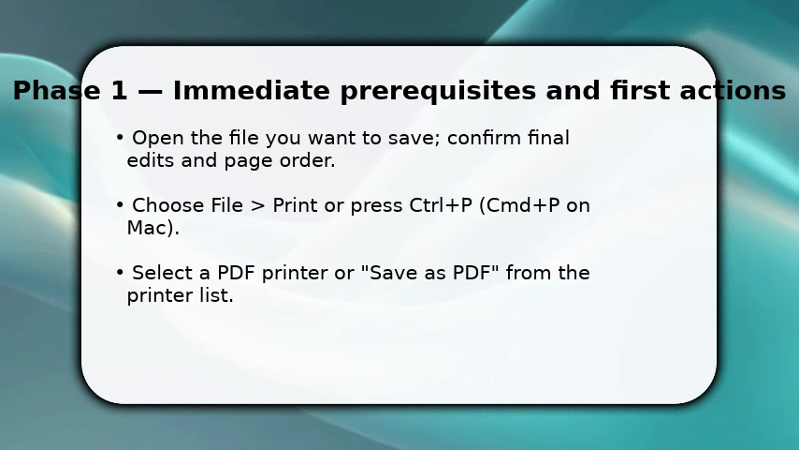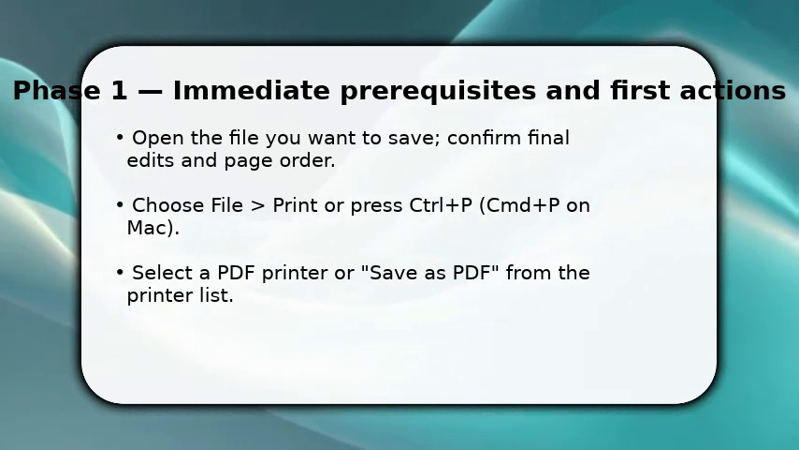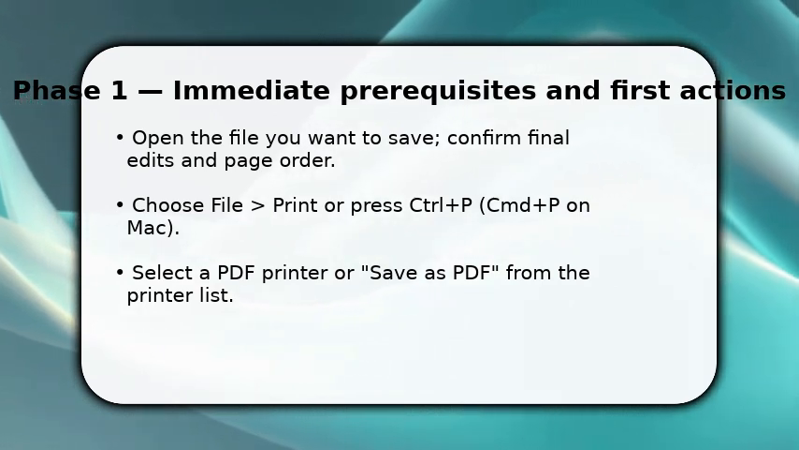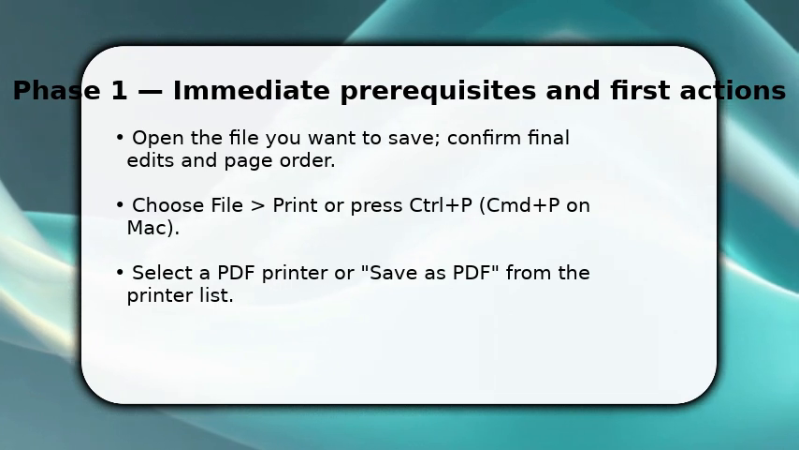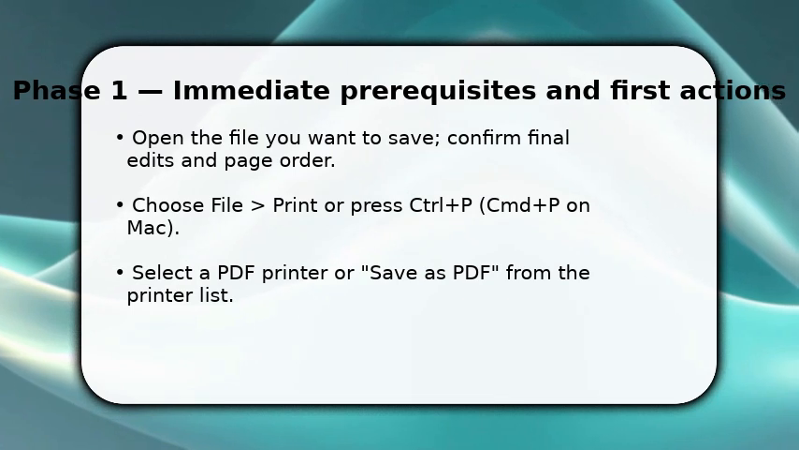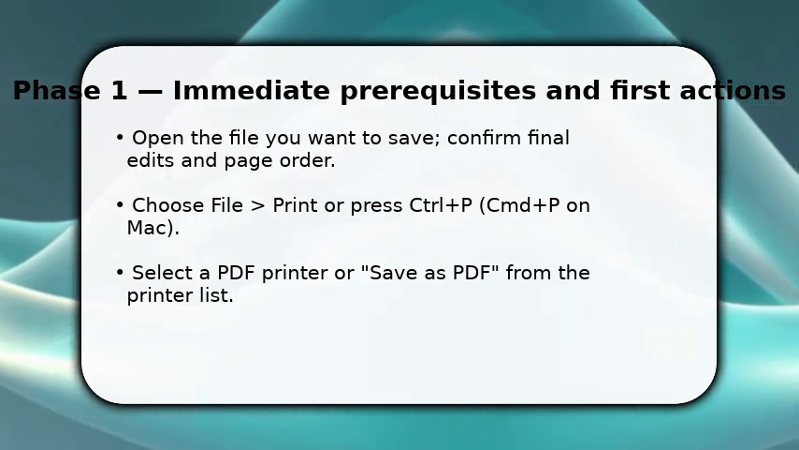Make sure your page range, orientation, and paper size are correct, because the PDF will mirror these settings. Then, instead of a physical printer, pick a PDF printer entry or the Save as PDF option. This changes the output target from hardware to a file you can store and share.